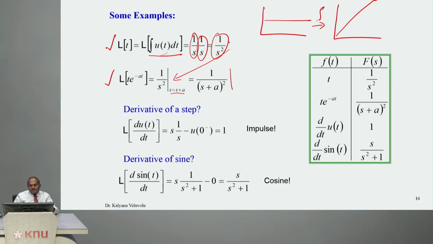And next, the derivative of a step. When you differentiate a step, you get the impulse function. The derivative of this one is a simple impulse function.